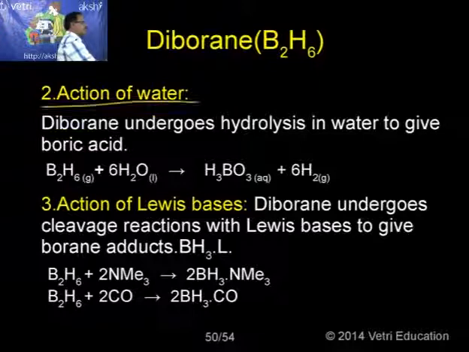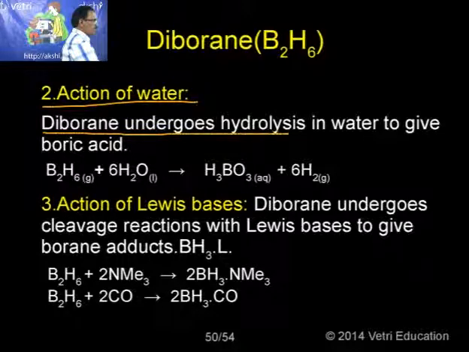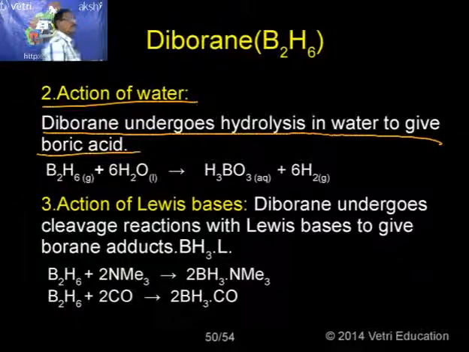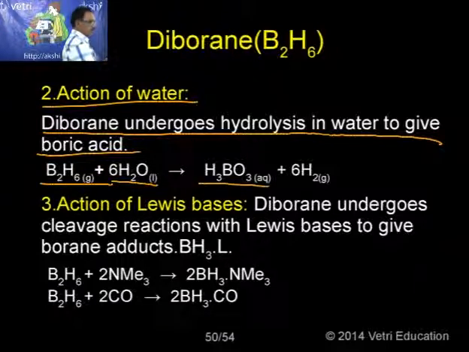Second important action: action of water. Diborane again undergoes hydrolysis. In what way? Diborane undergoes hydrolysis in water to give boric acid, orthoboric acid. Very, very interesting reaction. Can you follow? B2H6 reacts with 6 moles of H2O to produce orthoboric acid and 6 moles of H2. This is the interesting information regarding action of water.